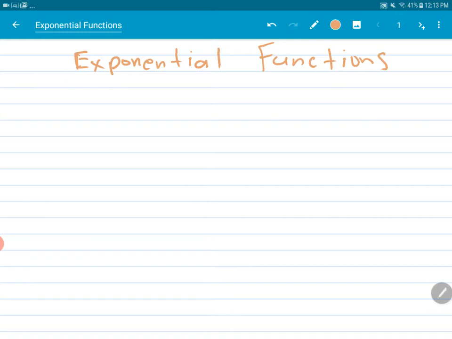You've probably seen it before, maybe in Unit 1 we looked at it, but we didn't really analyze it or graph it in any sort of detail. So we're going to start off with what our equation looks like in the most basic form, which is going to be f of x equals b to the power of x.